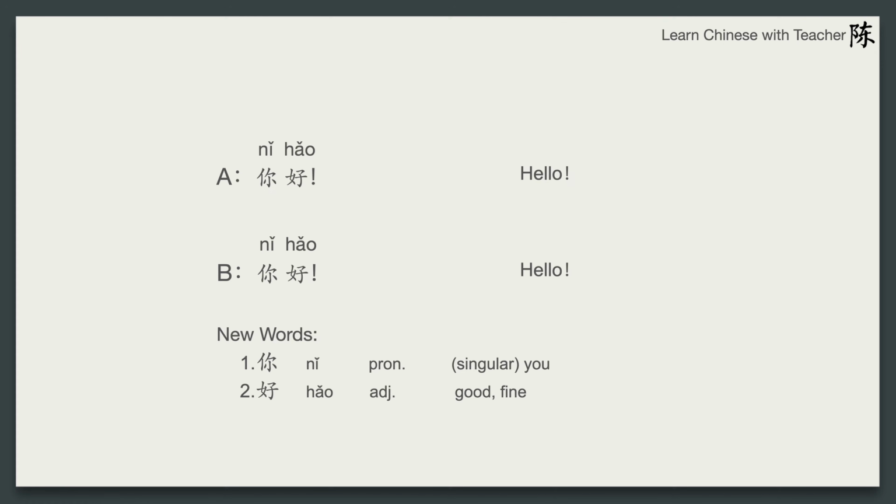In English, you can say hello to a stranger or friend, but in Chinese, you can only say 你好 to a stranger or someone you do not know very well. That's the difference.